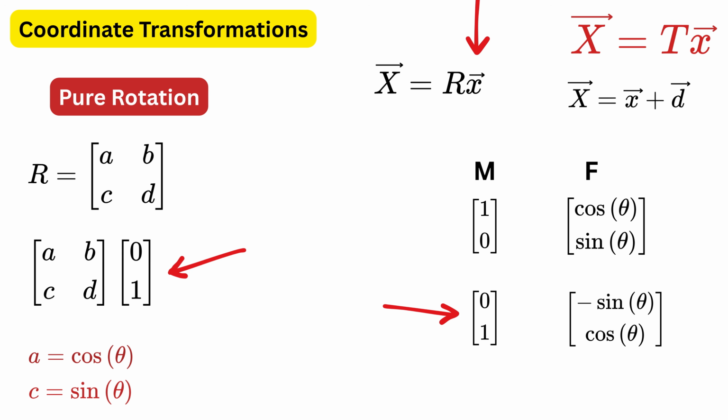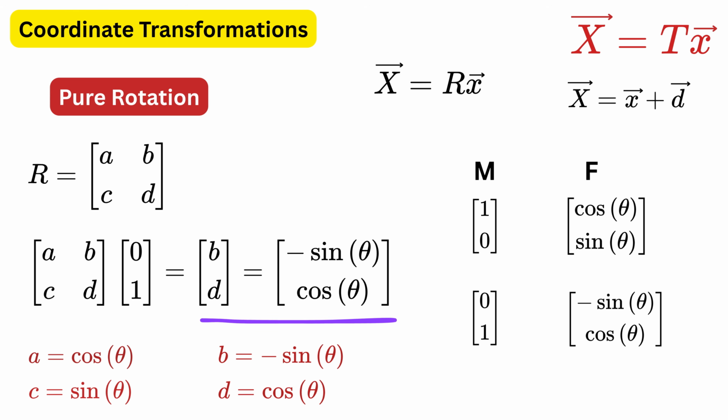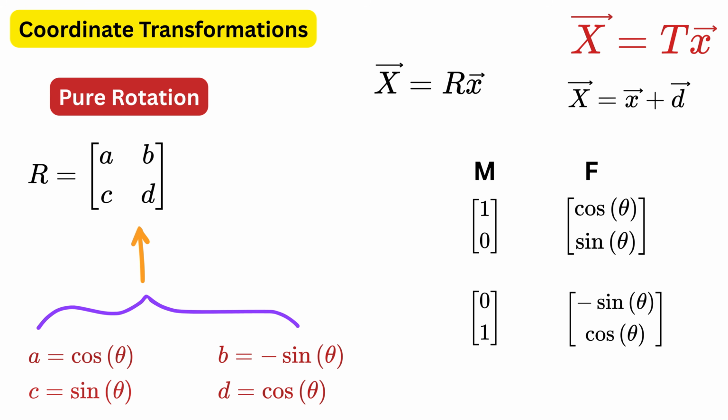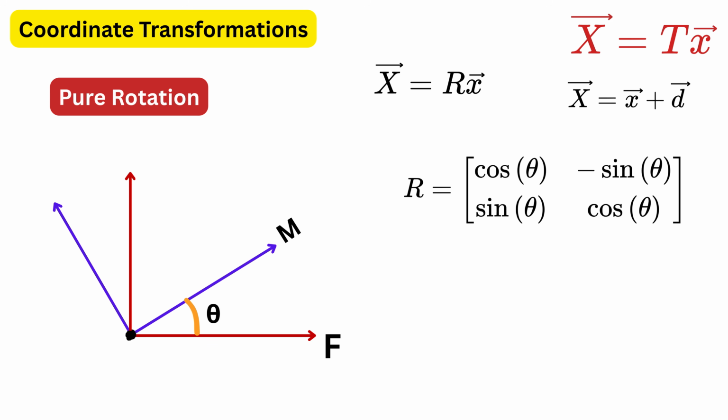Then we will multiply R with 0 and 1 to get this, which then becomes the vector B and D. But this must be equal to minus sine theta and cos theta. So B equals minus sine theta and D equals cos theta. Substitute the values of A, B, C, and D, and we will get the matrix R as this. Note that we generally take the anti-clockwise direction or counterclockwise direction of theta as positive and clockwise as negative. This type of transformation is common in robotic joints that rotate but do not translate.